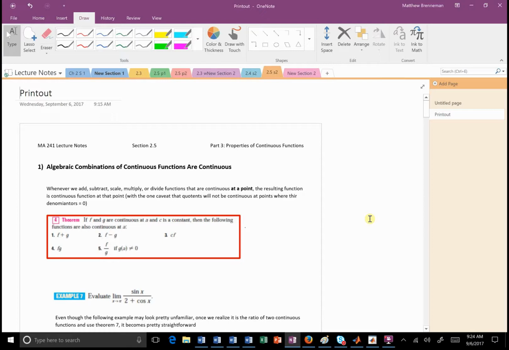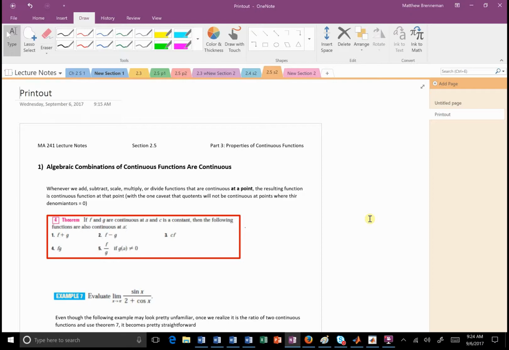What do we do when we have algebraic combinations? Okay? So here's kind of the cool theorem now. We can make things a little simpler by saying that if we have functions that are continuous at a point, and we want to look at algebraic combinations, so addition, sum, product, multiplying, and dividing, all of them are continuous.